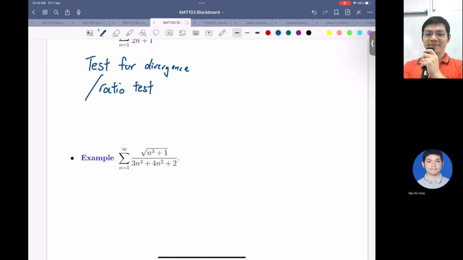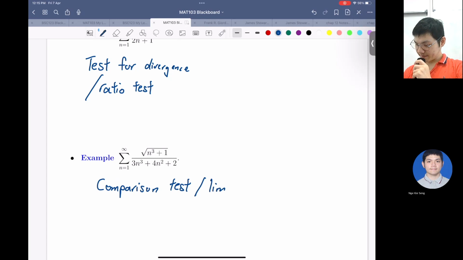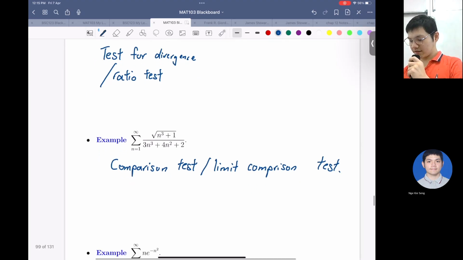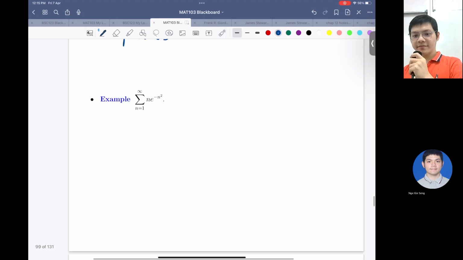What test? You can use the comparison test or the limit comparison test. This is a bit like looking at the largest leading degree, and then trying to compare the simplified fraction involving n, or the series, to the p-series, in other words. Okay, next.